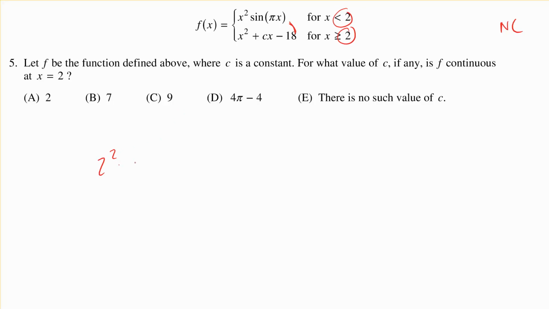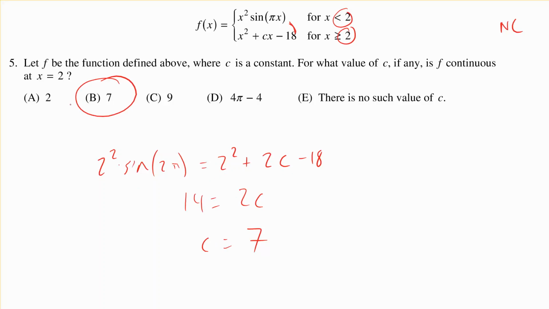2 squared times sine of 2 pi has to be equal to 2 squared plus 2c minus 18. That actually ends up being pretty clean because the sine of 2 pi is 0. If I add the 18 over, subtract the 4 over, I'm at 14 equals 2c, c equals 7. You bet.